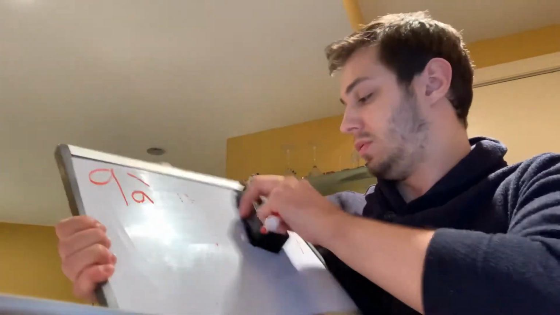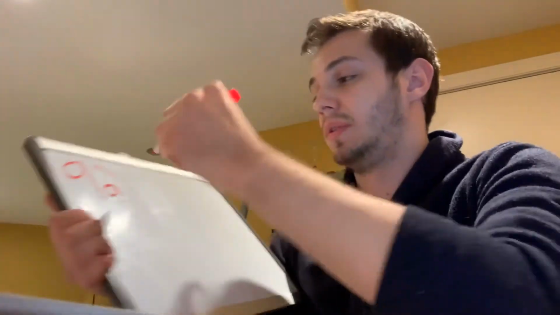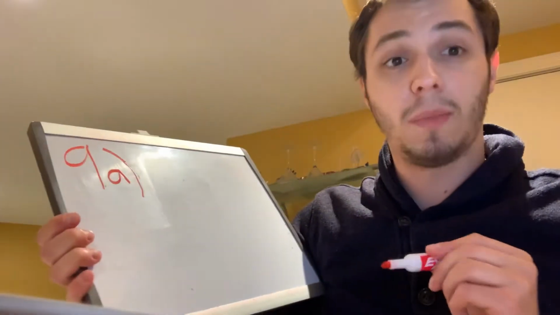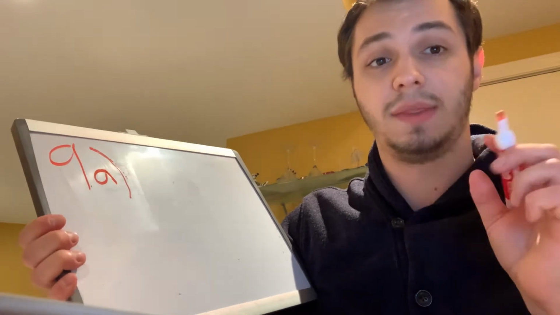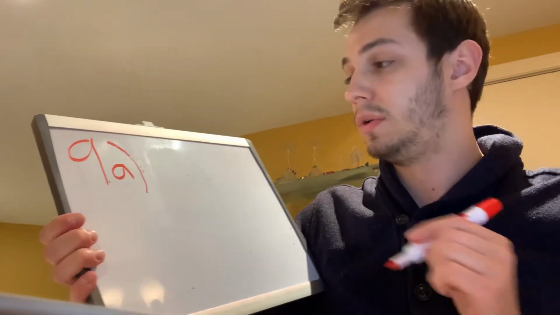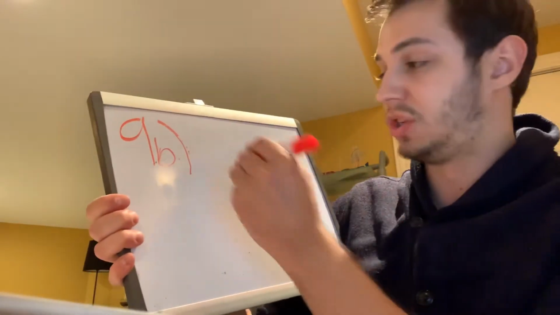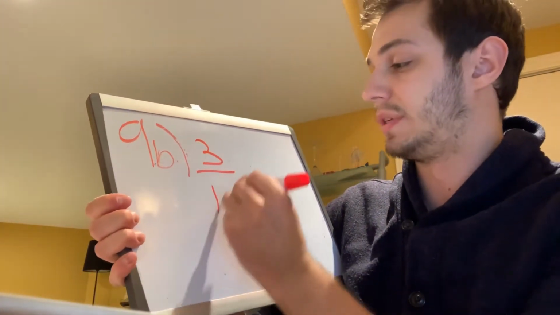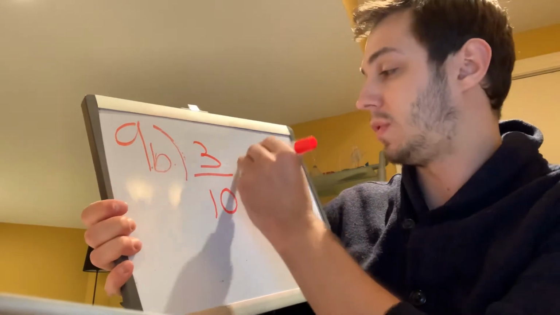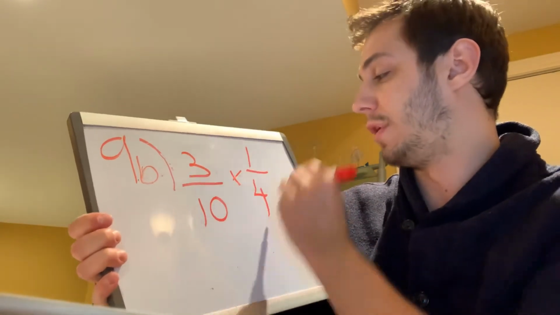For parts B, you're going to be multiplying the fractions. When we multiply fractions, you have to multiply the two top numbers and the two bottom numbers together. So for 9b, we have the fractions 3 over 10 multiplied by 1 over 4.